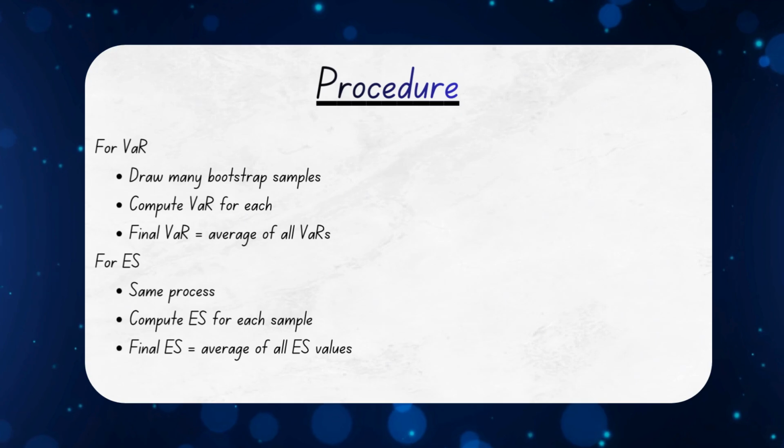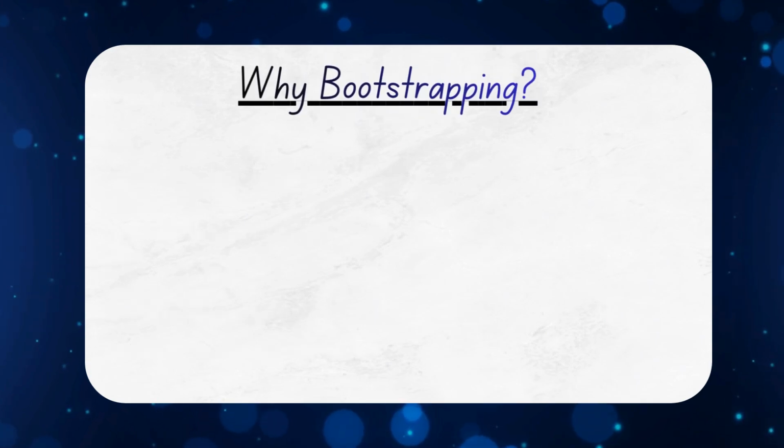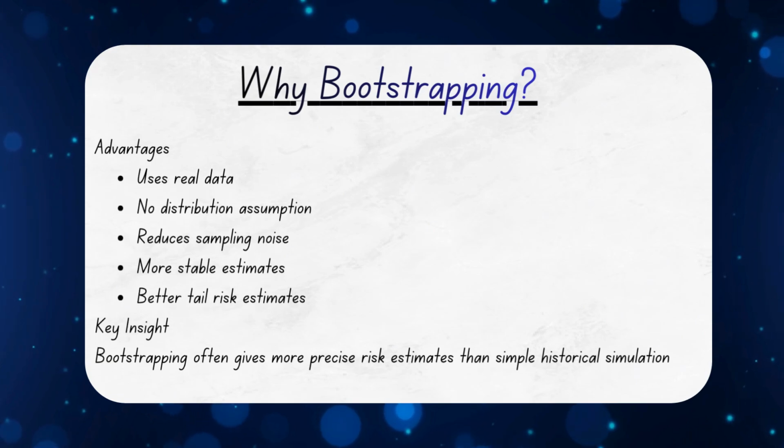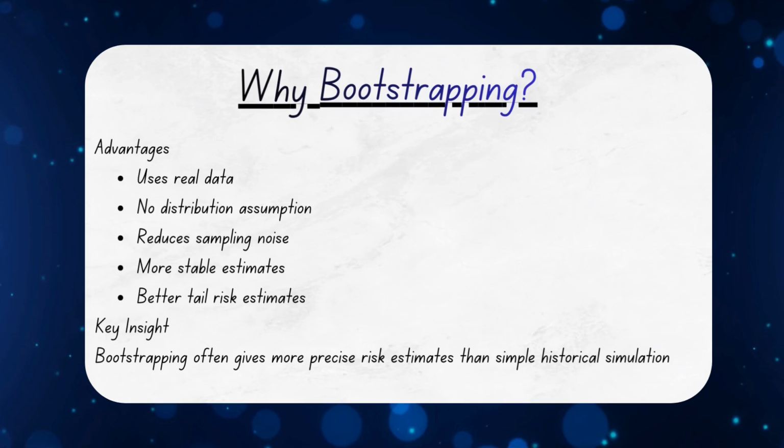The exact same process works for expected shortfall too. Compute ES for each resample and average them. By doing this, we reduce sampling noise and get more stable and precise risk estimates. In practice, bootstrapping usually gives better tail risk measurement than plain historical simulation.